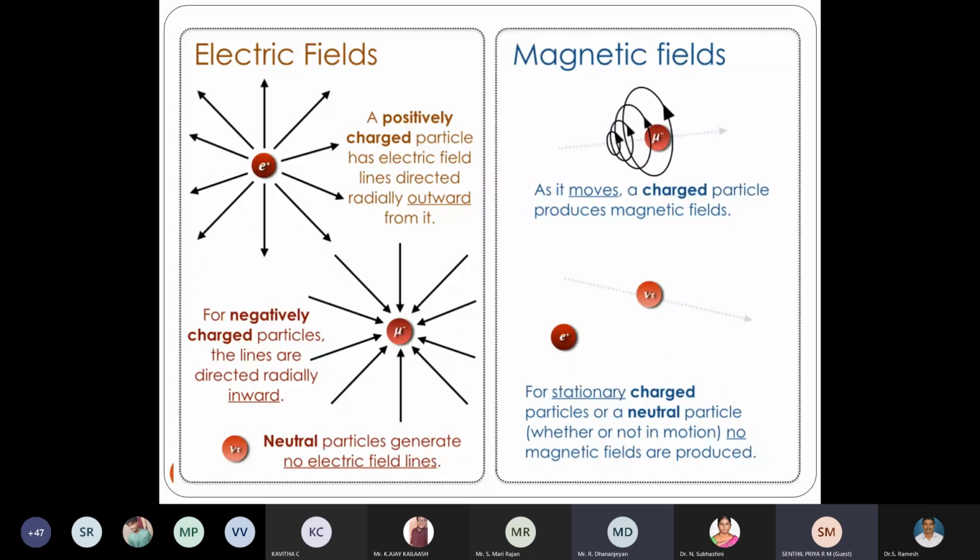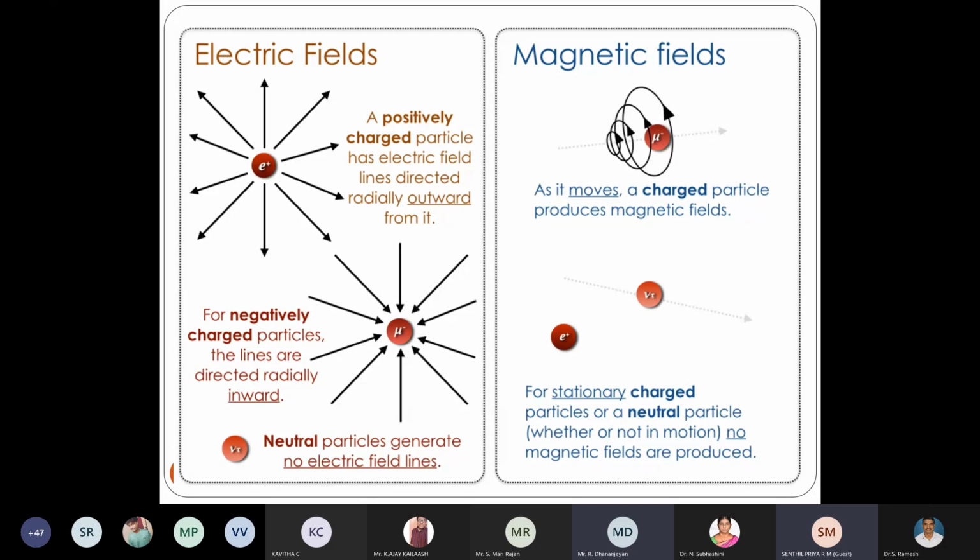Again, negatively charged particles are also available, where the lines go inward, and if we do not have any electric lines, it is a neutral particle. The moving of charged particles is going to produce a magnetic field. This combination is taken as electromagnetic waves.